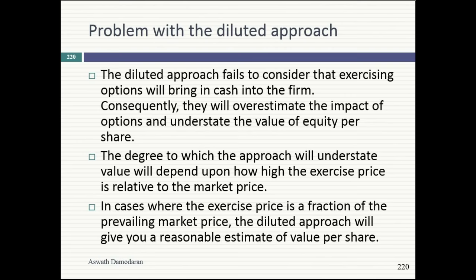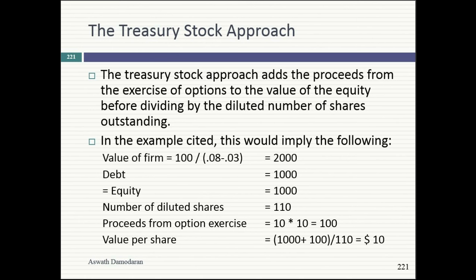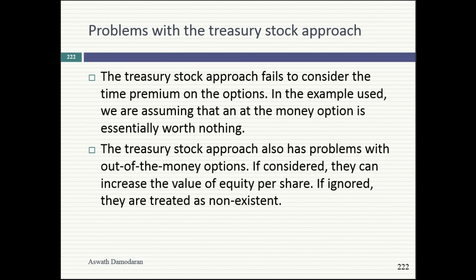Here's the second one. It's a little more refined. You come up with the value of the firm, you add, subtract the debt, you get a value for the equity. But you also add in the proceeds, you act like they're exercised today. You take 10 times 10. So that will lead you to believe that nothing should happen to your shares because you're acting like they get exercised today. What are you missing with this approach? You're missing the time premium of the options. The treasury stock approach, which is the preferred approach for many DCF valuations, misses the time premium in options. And that's going to be huge.